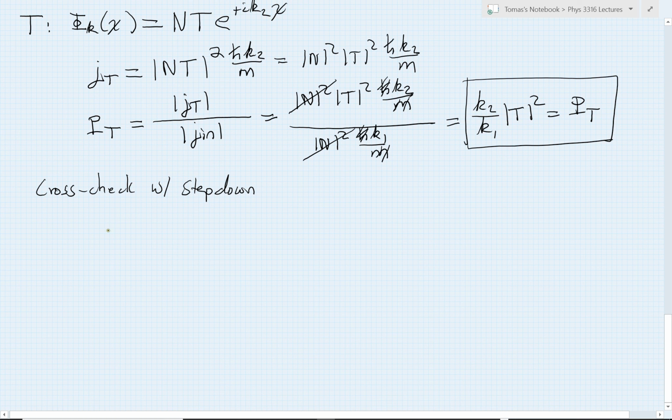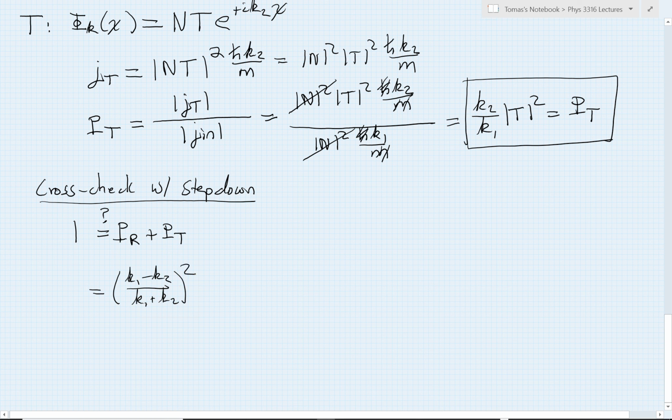So the cross-check is, of course, if I take the reflection probability and add to it the transmission probability, I'm really thinking and hoping I had better get 1. So let's calculate now what we would expect here. In the past, we actually had a result, and we've cross-checked it, for the reflection probability. That was just the square of the difference in momenta over their sum, right?